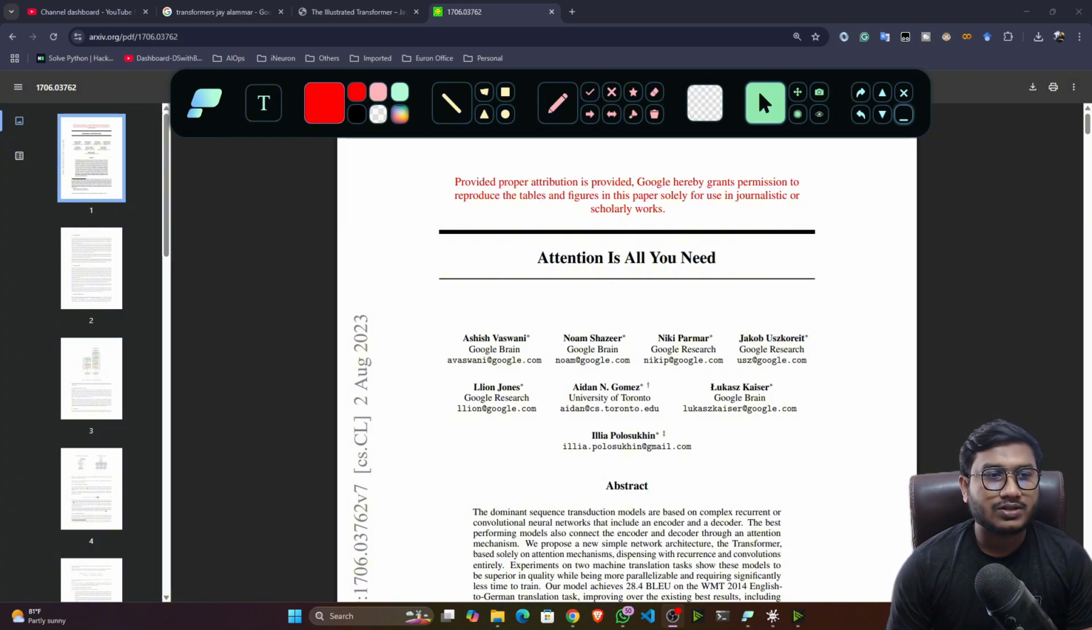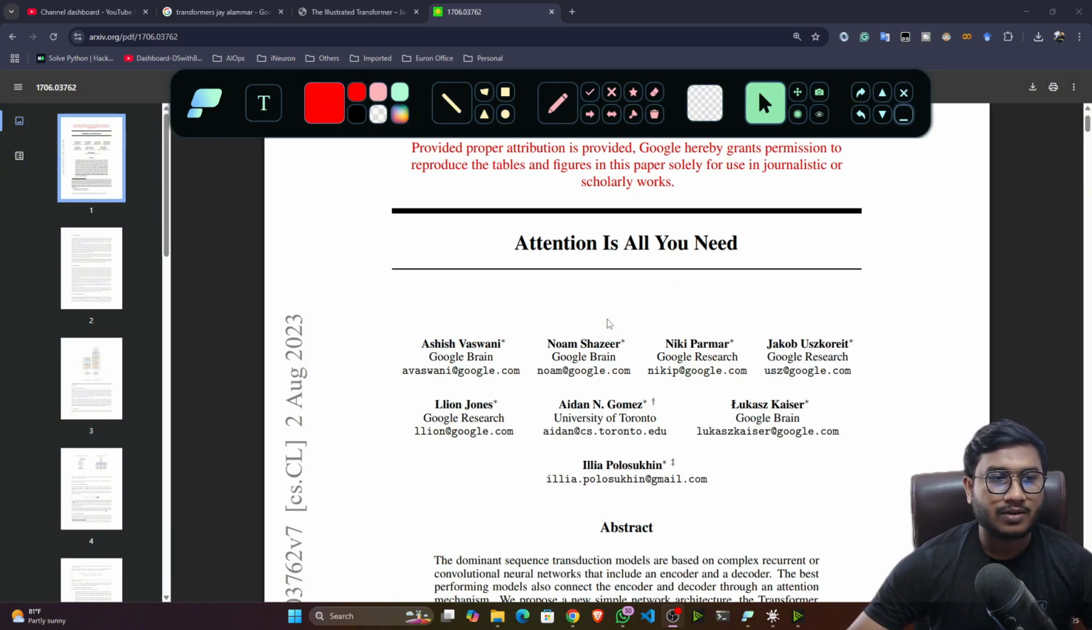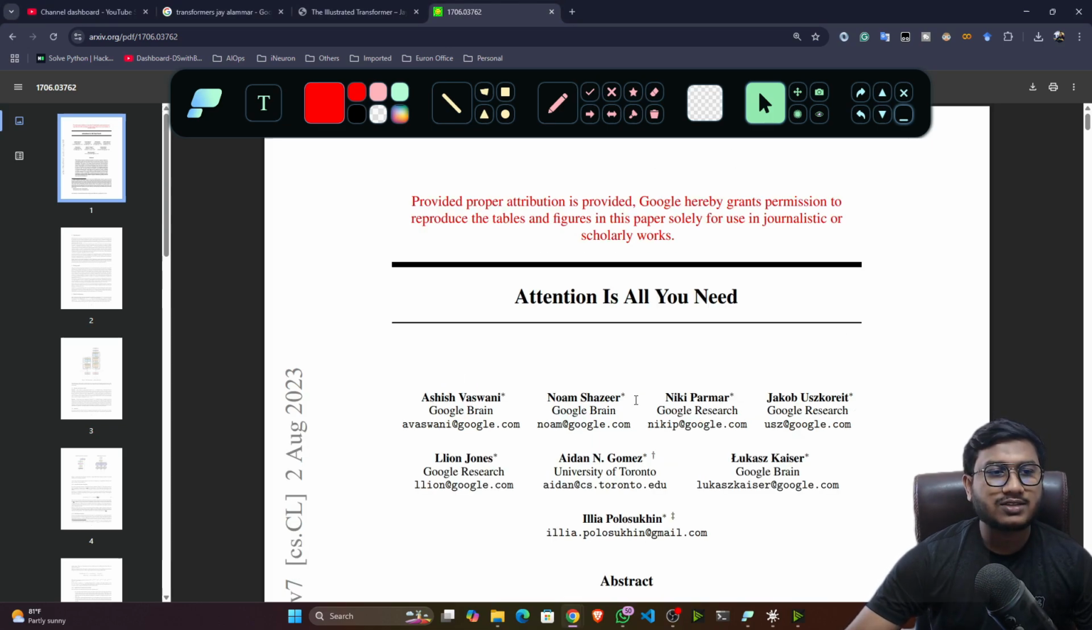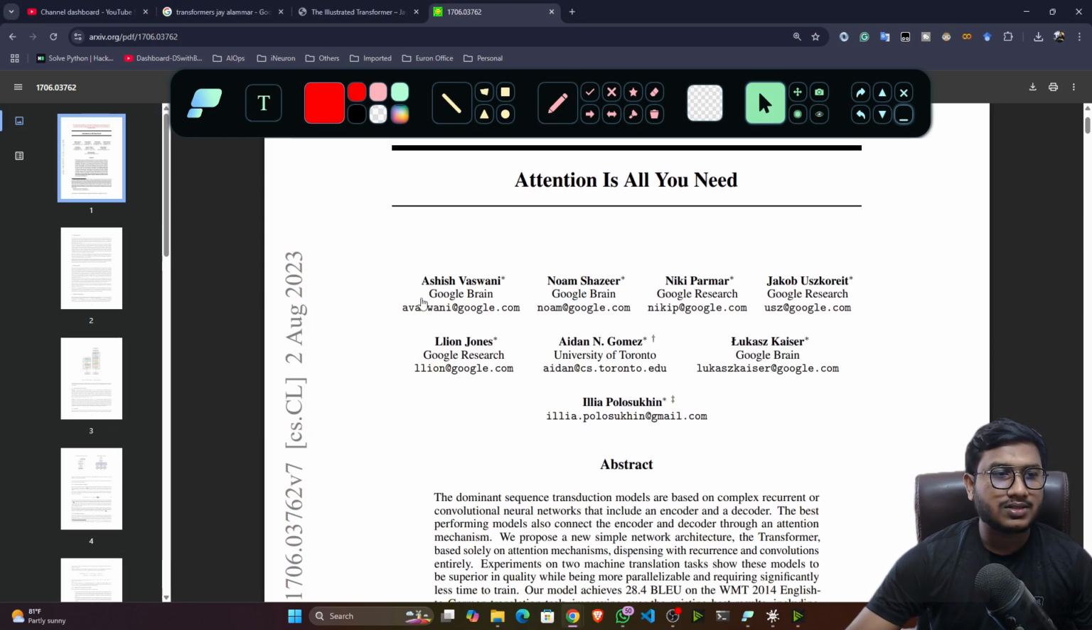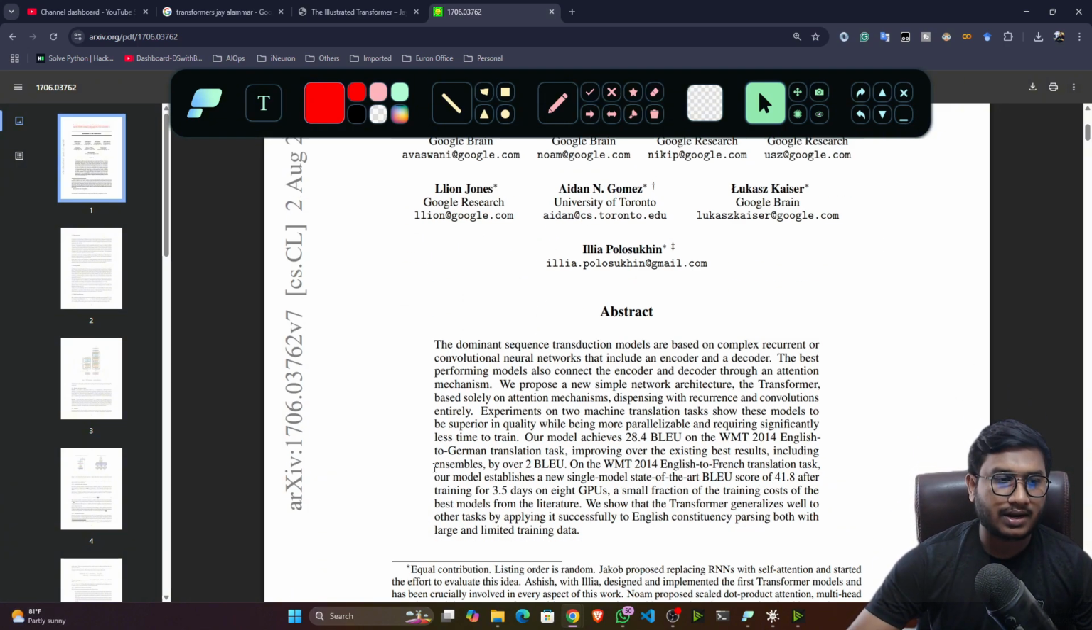If you search for the transformer architecture on Google, you'll get this particular paper link called "Attention Is All You Need". This is the official paper from the Google side. Google has published this paper, and you can see the author names. These authors are from the Google Brain team, and they developed this particular architecture.